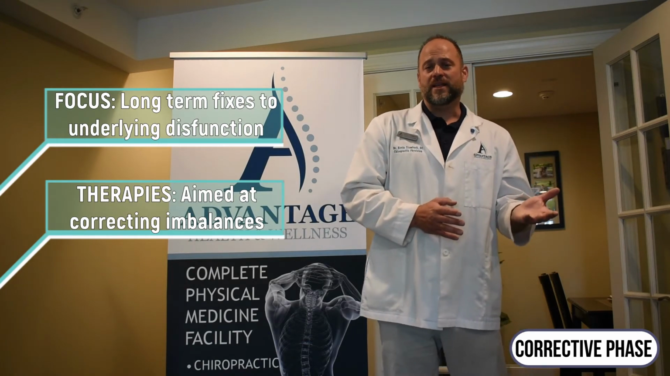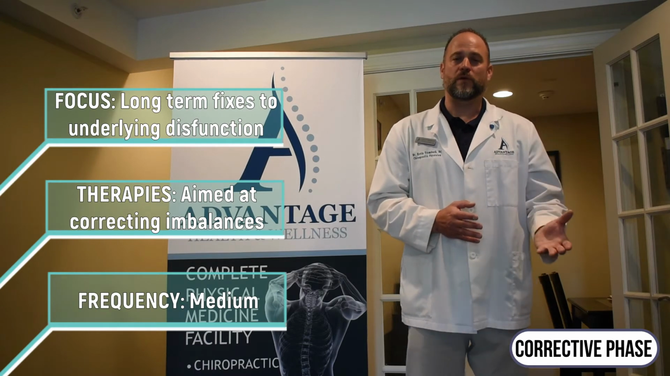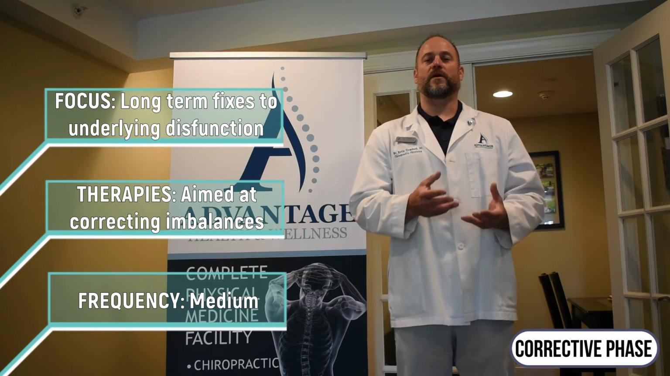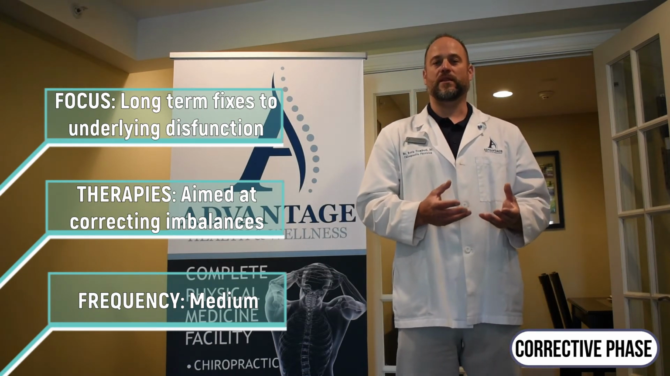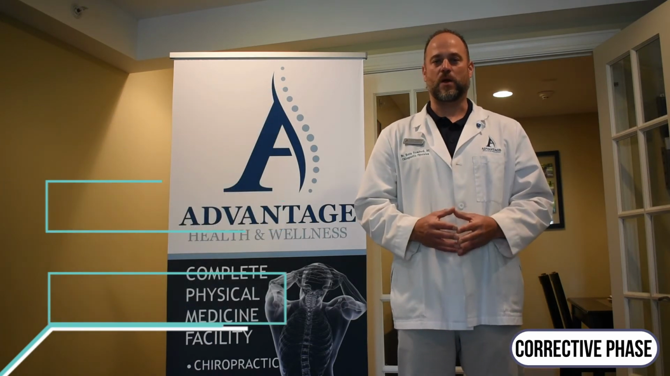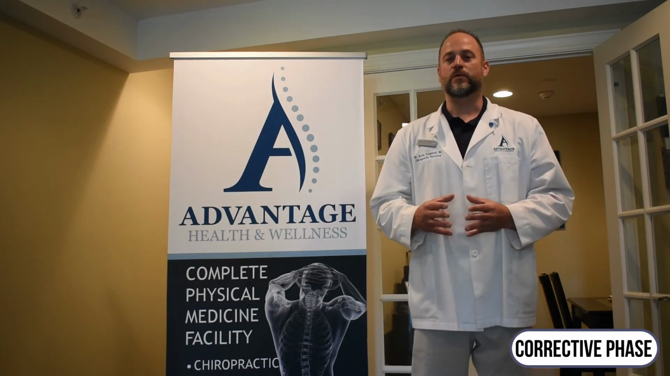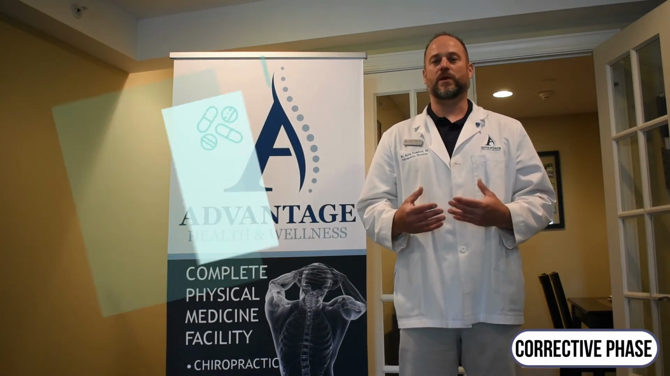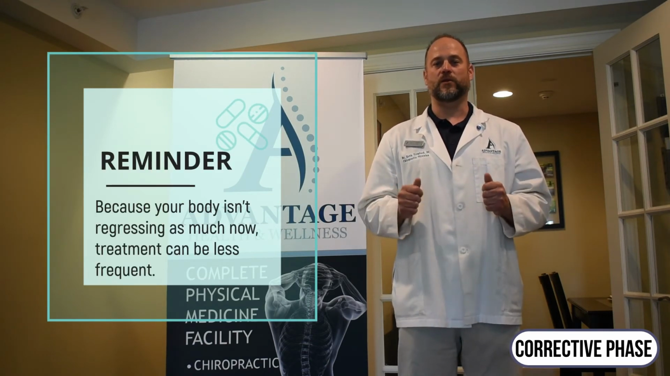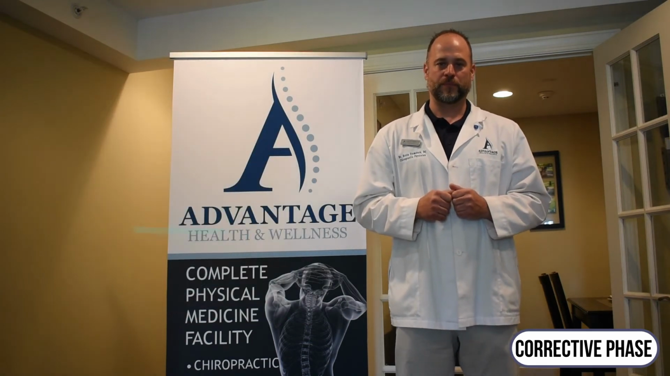So short, tight, spastic muscles on one side of the spine, we're going to focus on stretching those. The weakened and lengthened muscles on the other side of the spine are going to start to be strengthened a little bit. And we're trying to get balance back. This lets us start to see that we can correct this problem. Now that phase might last, again, 2 to 6 weeks, but we're probably seeing you less frequently, maybe a couple times a week at this point, because we're able to put more time in between your treatments, and that's because your body isn't regressing as quickly at this point.